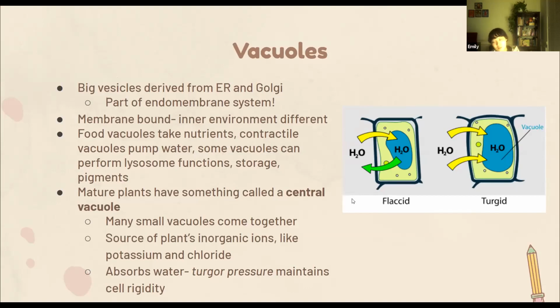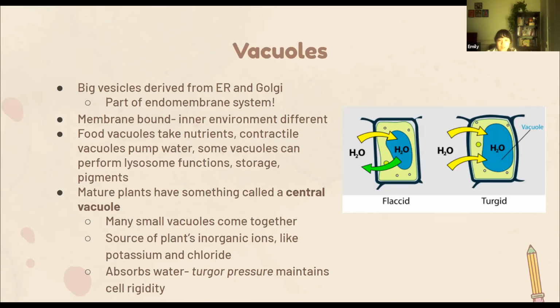And so all mature plants have something called a central vacuole, which is basically a bunch of small vacuoles that congregated together. This central vacuole is the plant's main source of inorganic ions. Going back to last class, an organic compound has carbon in it. So inorganic ions don't have carbon in them. Potassium is an element, so is chloride, and neither has carbon. But they are still very essential to plants' growth.